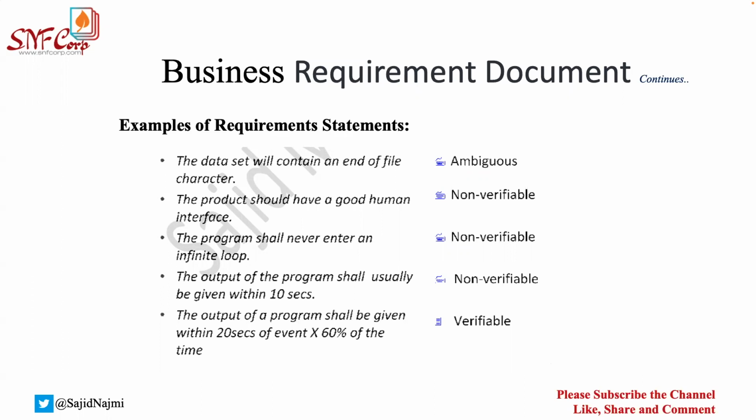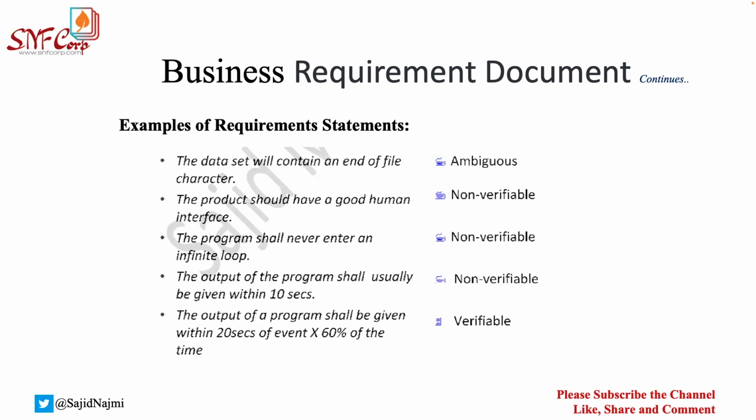Take an example, the first one: the data set will contain an end of the file character. What does end of the file character mean? It's not clear. So whenever you're writing requirements, make sure you're writing very clearly so that people understand. Take the last one: the output of a program shall be given within 20 seconds of the event 60% of the time. So it clearly says 60% of the time, business wants the output within 20 seconds.